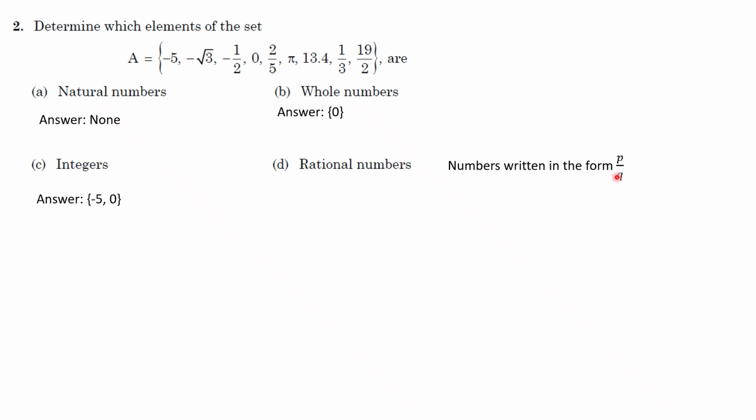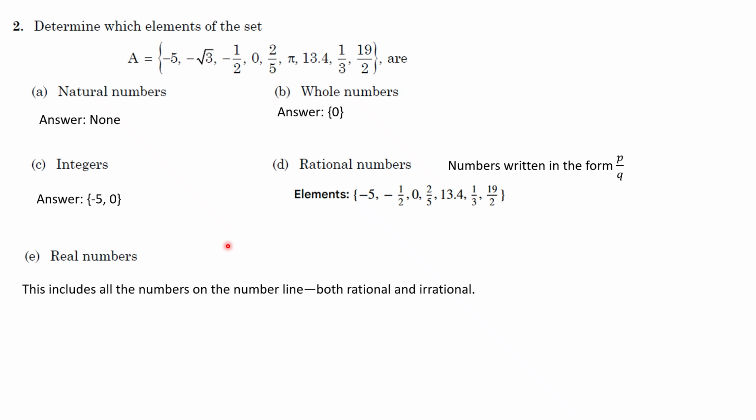Rational numbers are numbers which can be written in the form p by q. So, it will have minus 5, minus 1 by 2, 0, 2 by 5. All the decimal numbers also come under rational numbers. So, 13.4 also, 1 by 3 also, 19 by 2 also. So, they all are rational numbers.